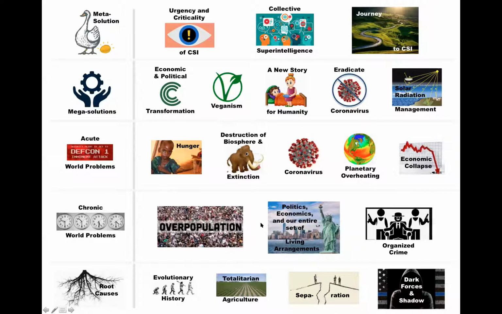So moving on from these chronic world problems, we have the acute world problems of hunger and extreme poverty, destruction of the biosphere and extinction of species. We're currently in the midst of the 6th mass extinction, the coronavirus, of course, planetary overheating, and economic collapse. And there's two main reasons why economic collapse is such a big existential threat.